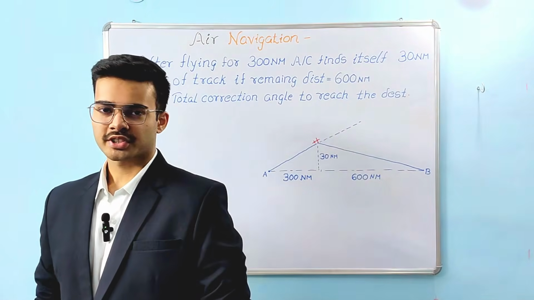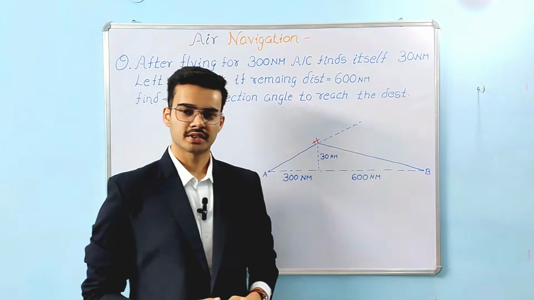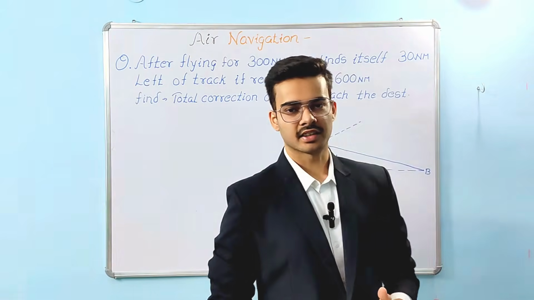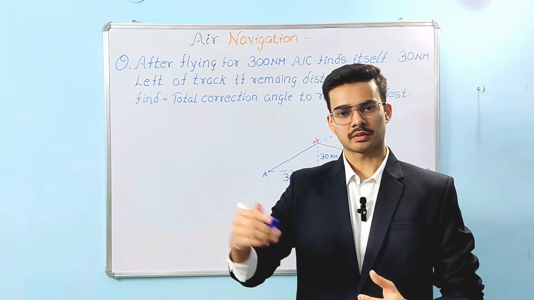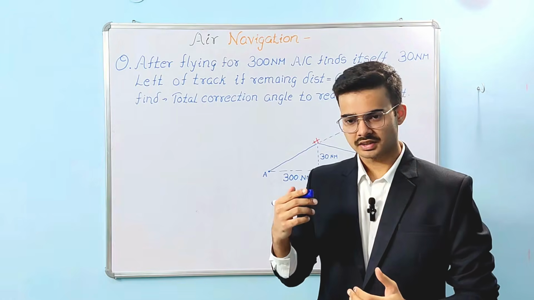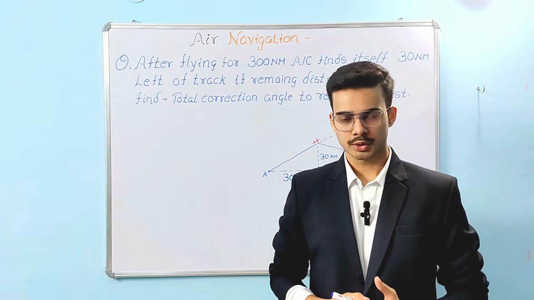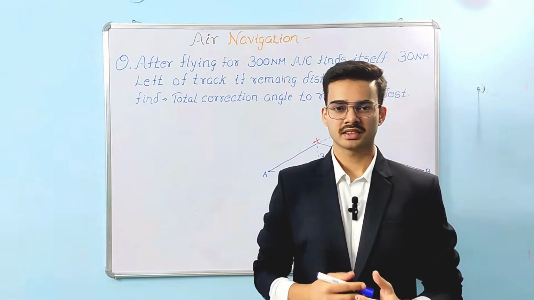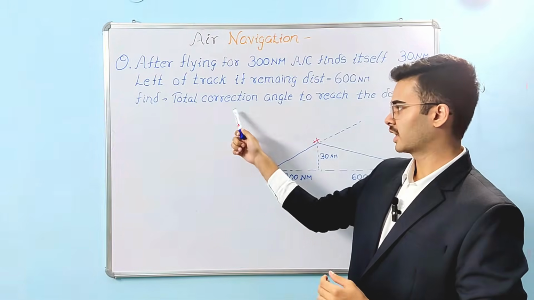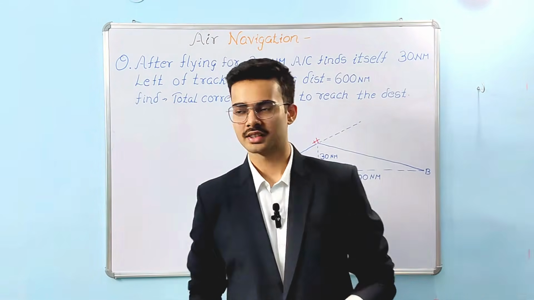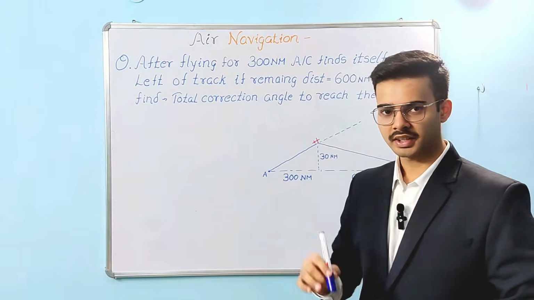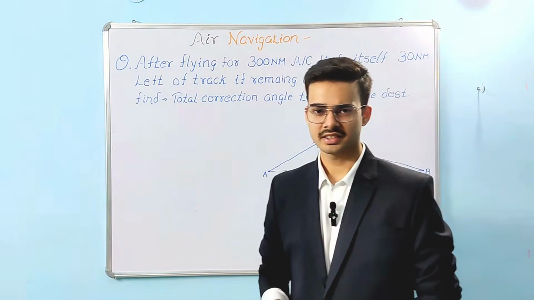So, first question. After flying for 300 nautical miles, an aircraft finds itself 30 nautical miles away from the required track. Now it has 600 nautical miles more to go to reach the destination. Find out the correction angle. So, what's the first step? Punch in all the values, find the angle and put the correction angle?